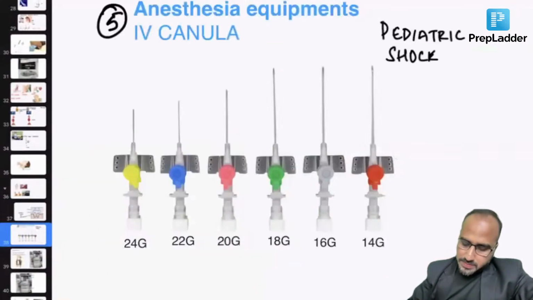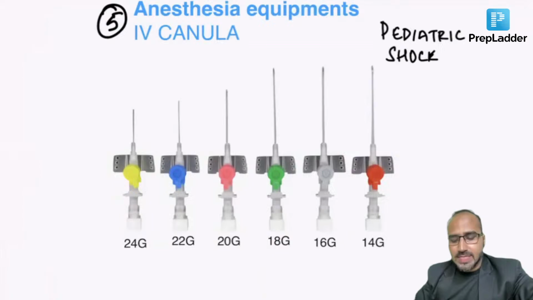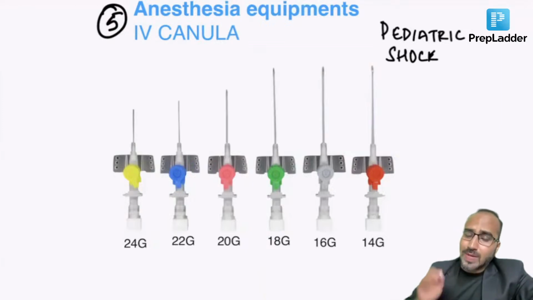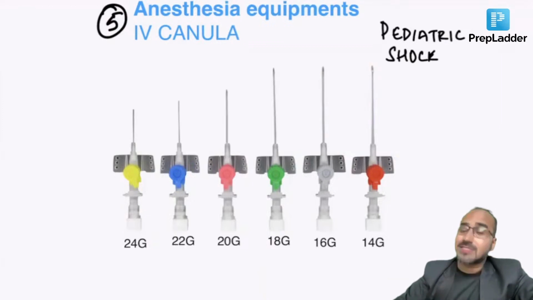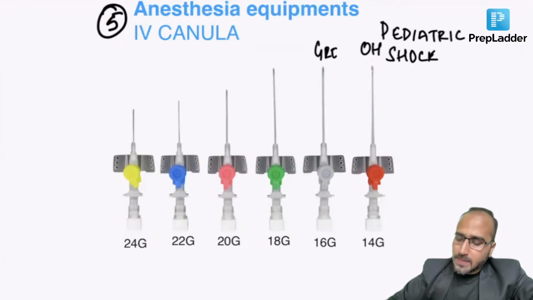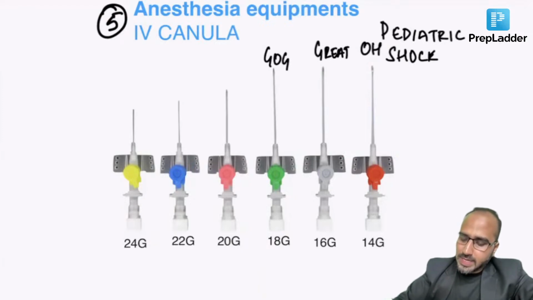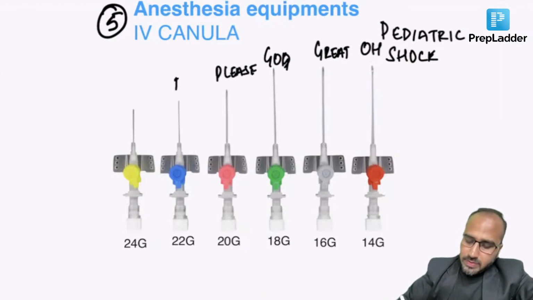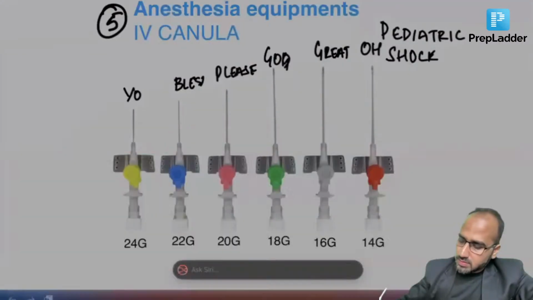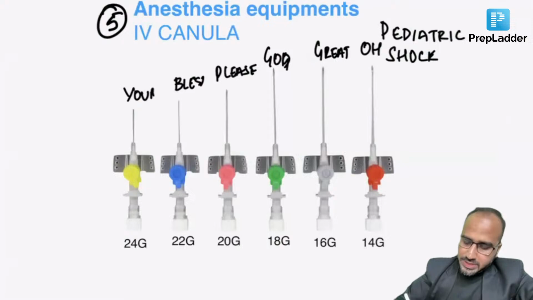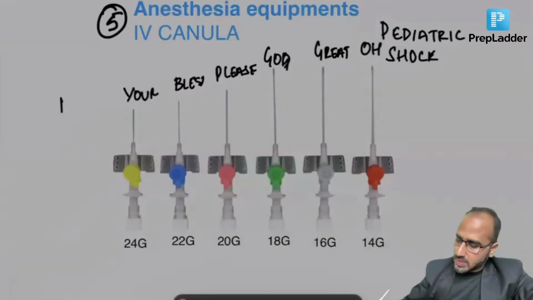Okay? Now, next, guys, anesthesia equipments. In anesthesia equipments, what do we need to remember? We need to remember the IV cannulas. Remember, IV cannulas are 14 to 26 gauge, guys. For remembering this, you just have to remember a mnemonic. The mnemonic is: oh, great God, please bless your people.